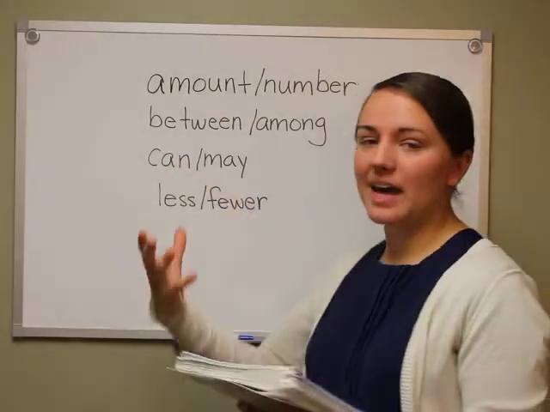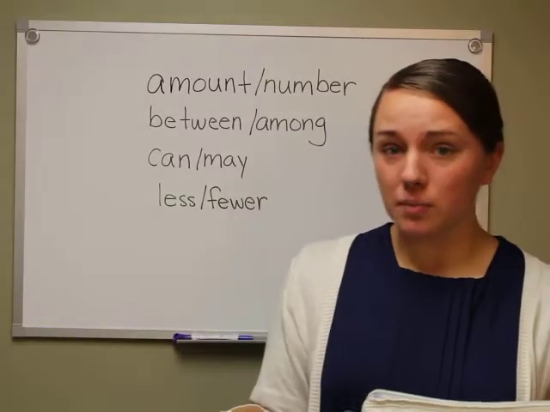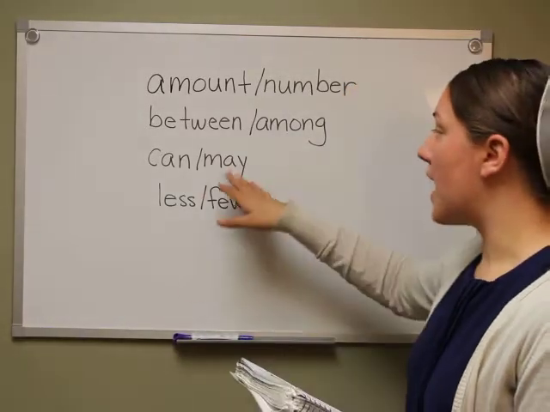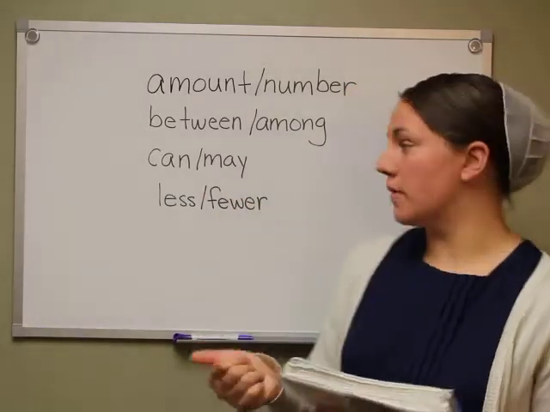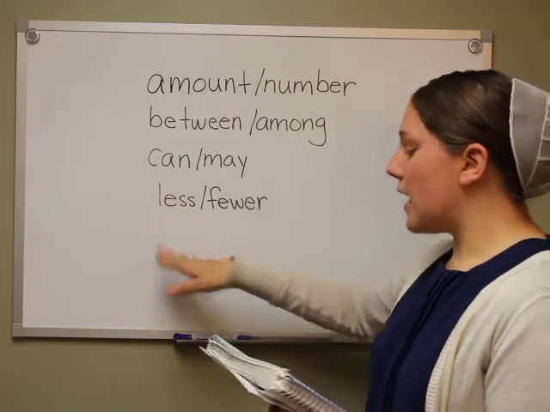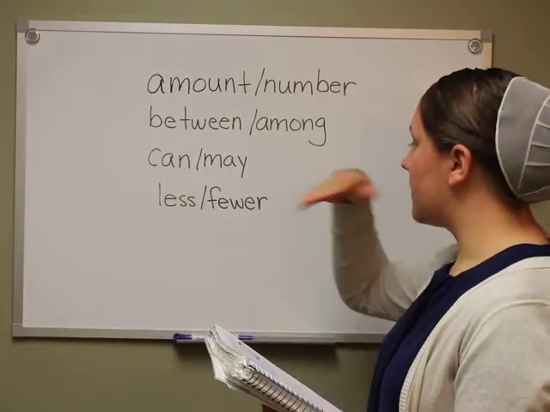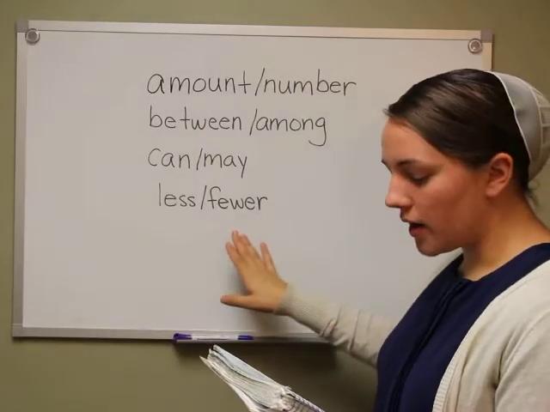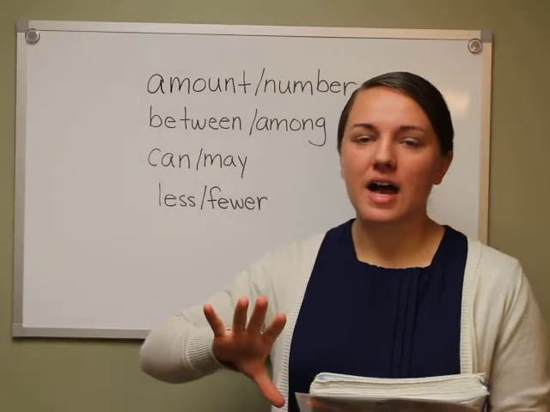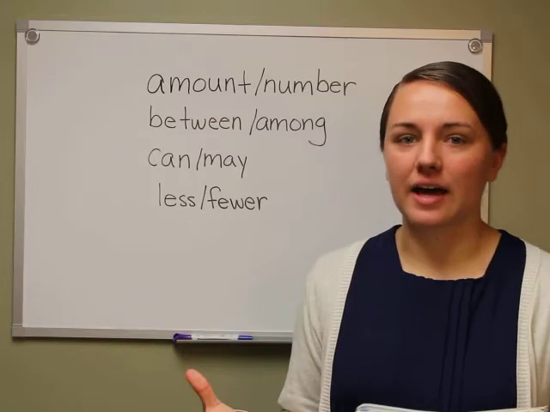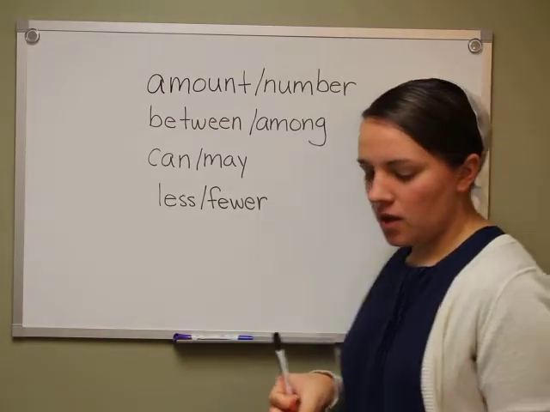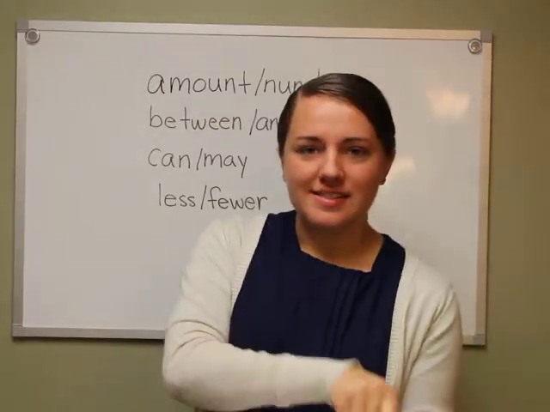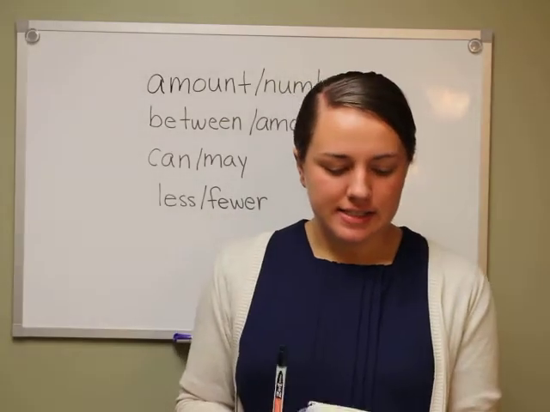Can, we use can when we are referring to something that we have the ability to do. May is when we have the permission to do something. We use less again when we are referring to something that we cannot count. And we use fewer when we are dealing with objects that we can count. Okay? You're going to do a bit of work with these words in your lesson today.